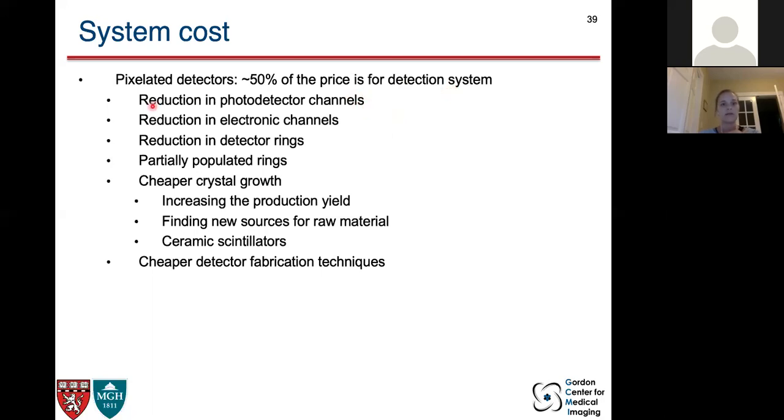A lot of effort is being made to find ways to reduce the number of photodetector channels. You want to still be able to accurately estimate the interaction location in the detector, but use fewer electronic channels. Also, you can reduce the number of detector rings, which would reduce your coverage. You can use partially populated rings to reduce the number of detectors that you need. Cheaper crystal growth is also interesting, to try to increase the production yield, finding new sources for raw material, or using ceramic scintillators instead of crystal scintillators. And cheaper detector fabrication techniques are also interesting.